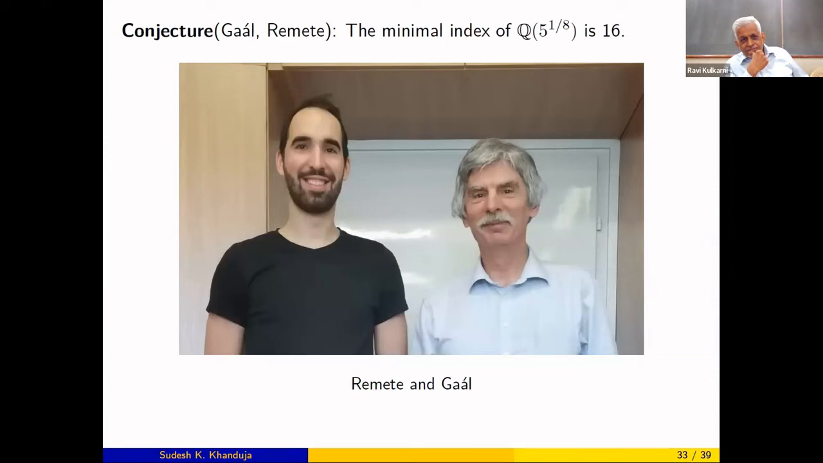And their conjecture is that the minimal index of, I didn't define the minimal index, algebraic number theorists know it, that it is the minimum of all the indices of Z[alpha] in the ring of integers, where alpha runs over generators of K over Q belonging to the algebraic integers. The minimal index of this is 16.